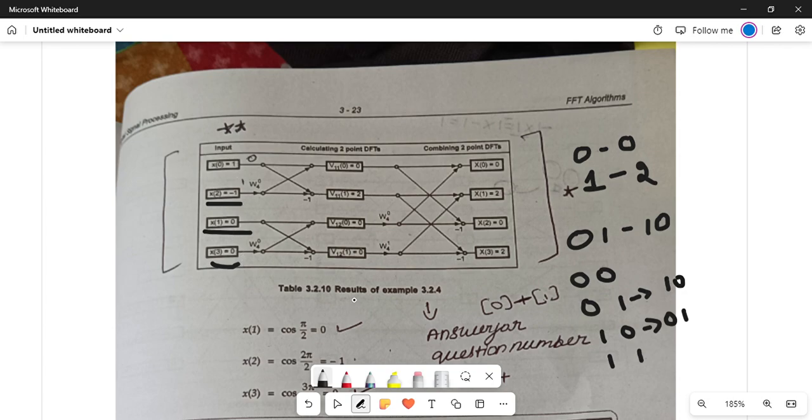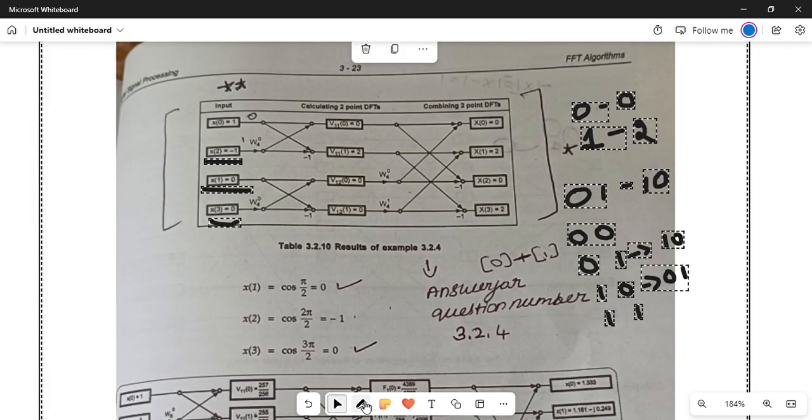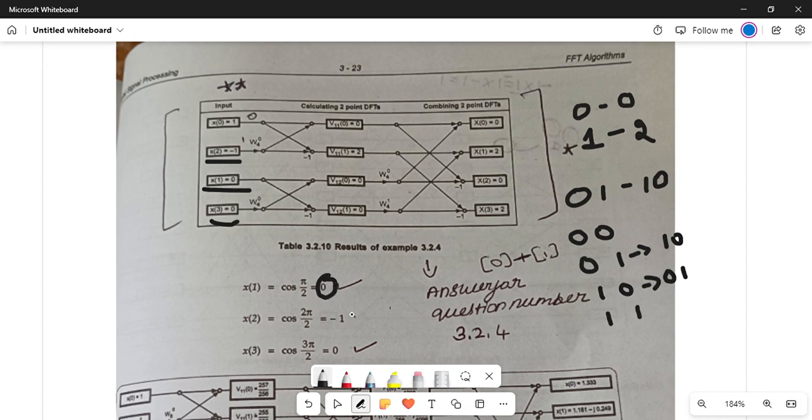So you get it as, for x of 1 it is equal to 0. For x of 2 it is minus 1. For x of 3 it is equal to 0, right? Yeah. For x of 3 it is equal to 0.